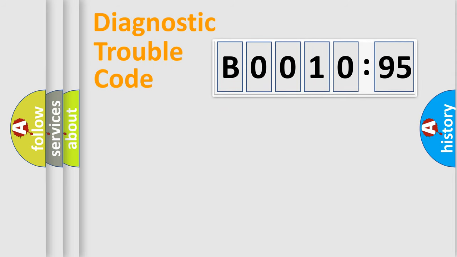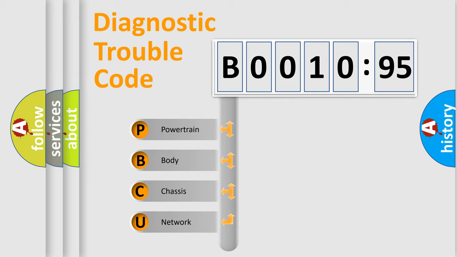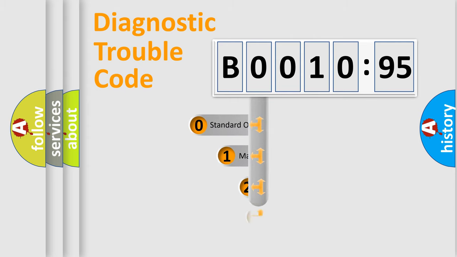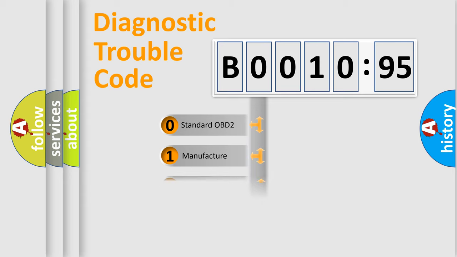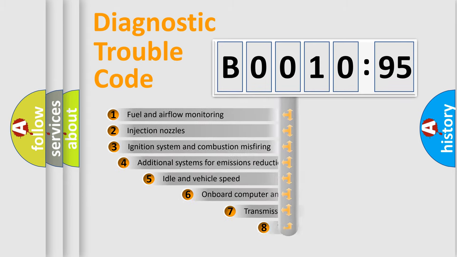Let's do this. First, let's look at the history of diagnostic fault code composition according to the OBD2 protocol, which is unified for all automakers since 2000. We divide the electric system of the automobile into the four basic units: powertrain, body, chassis, network. This distribution is defined in the first character of the code. If the second character is expressed as zero, it is a standardized error. In the case of numbers 1, 2, 3, it is a more specific, car-specific error.